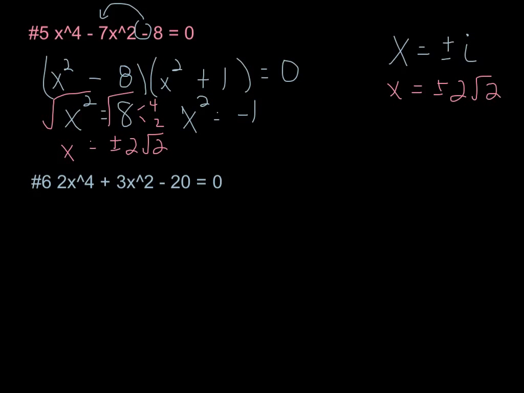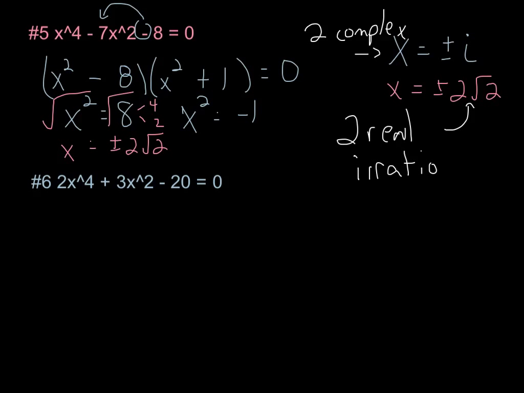Now describe these roots to me. Well, the i's are obviously complex because they involve complex numbers. The 2 radical 2, though, those are real, but are they rational or irrational? Well, they're irrational. They're nasty decimals that continue on to infinity. So they're 2 real irrational roots. Alright, nicely done. Okay, let's kick it up a notch with the next one.